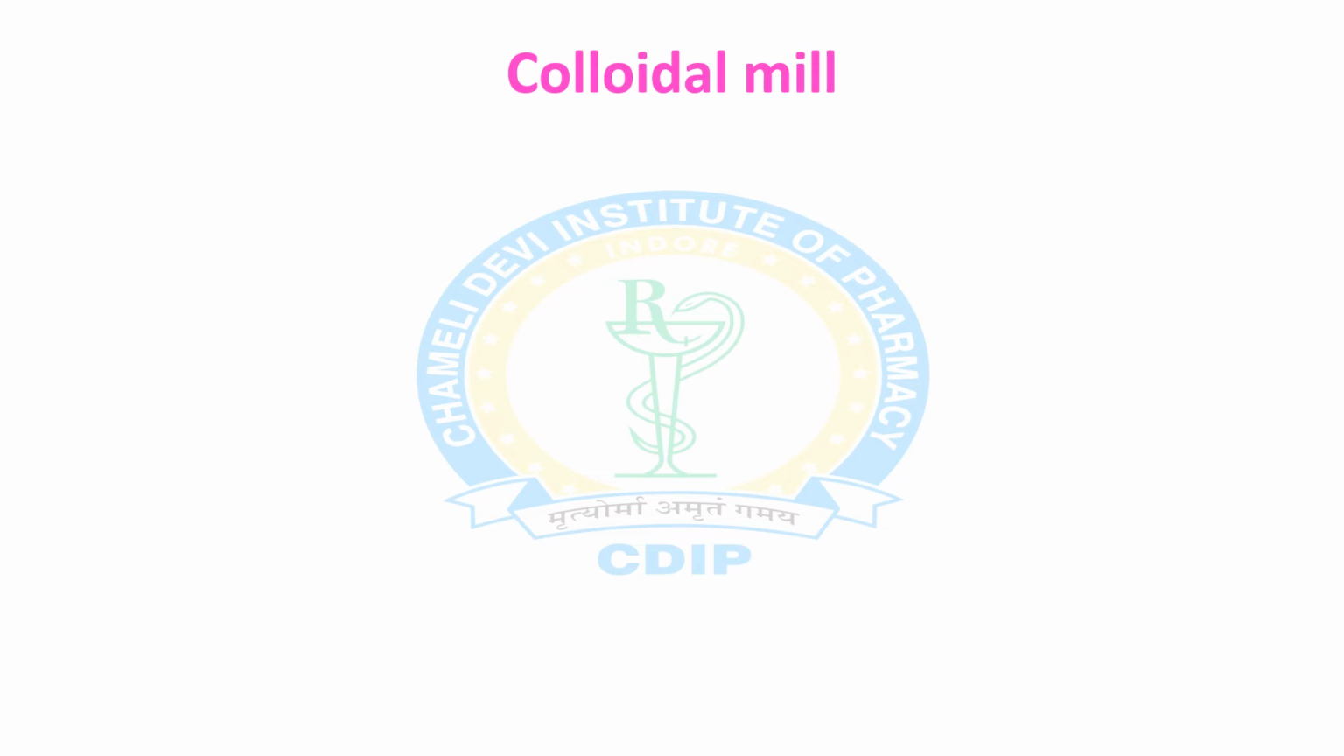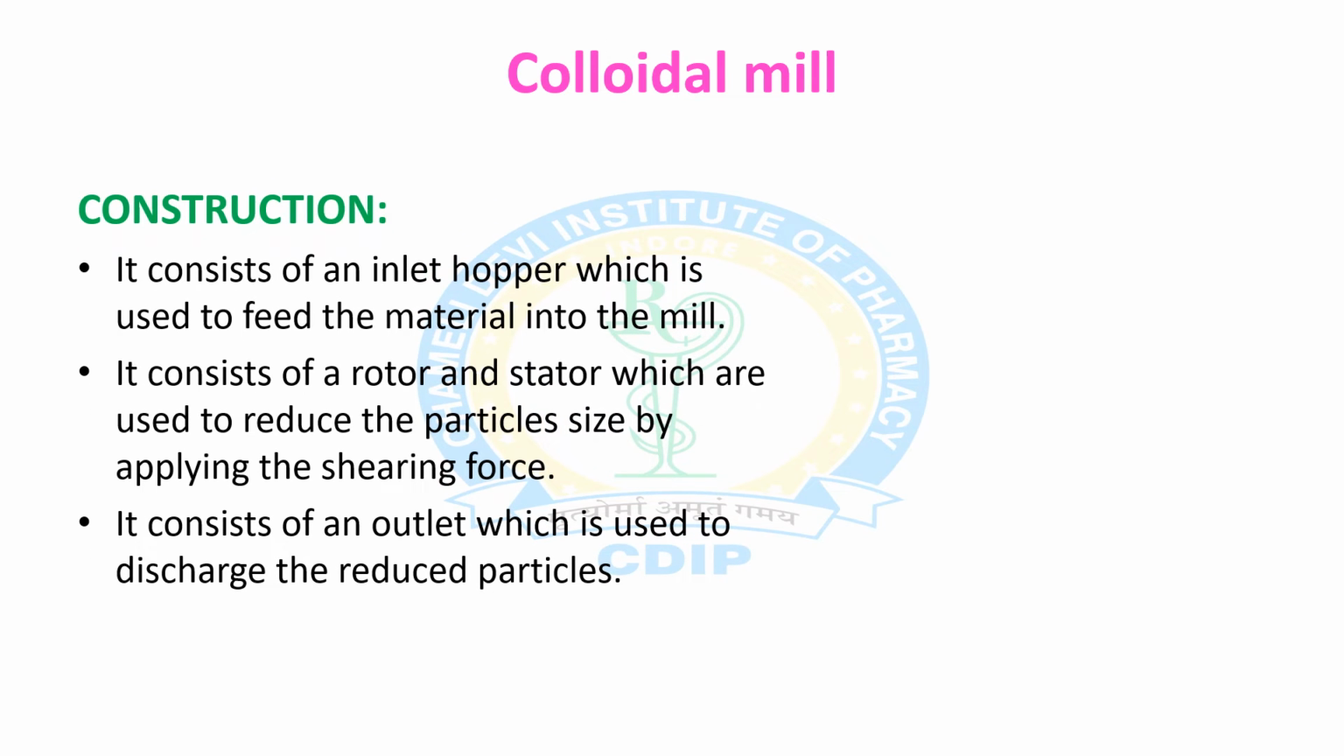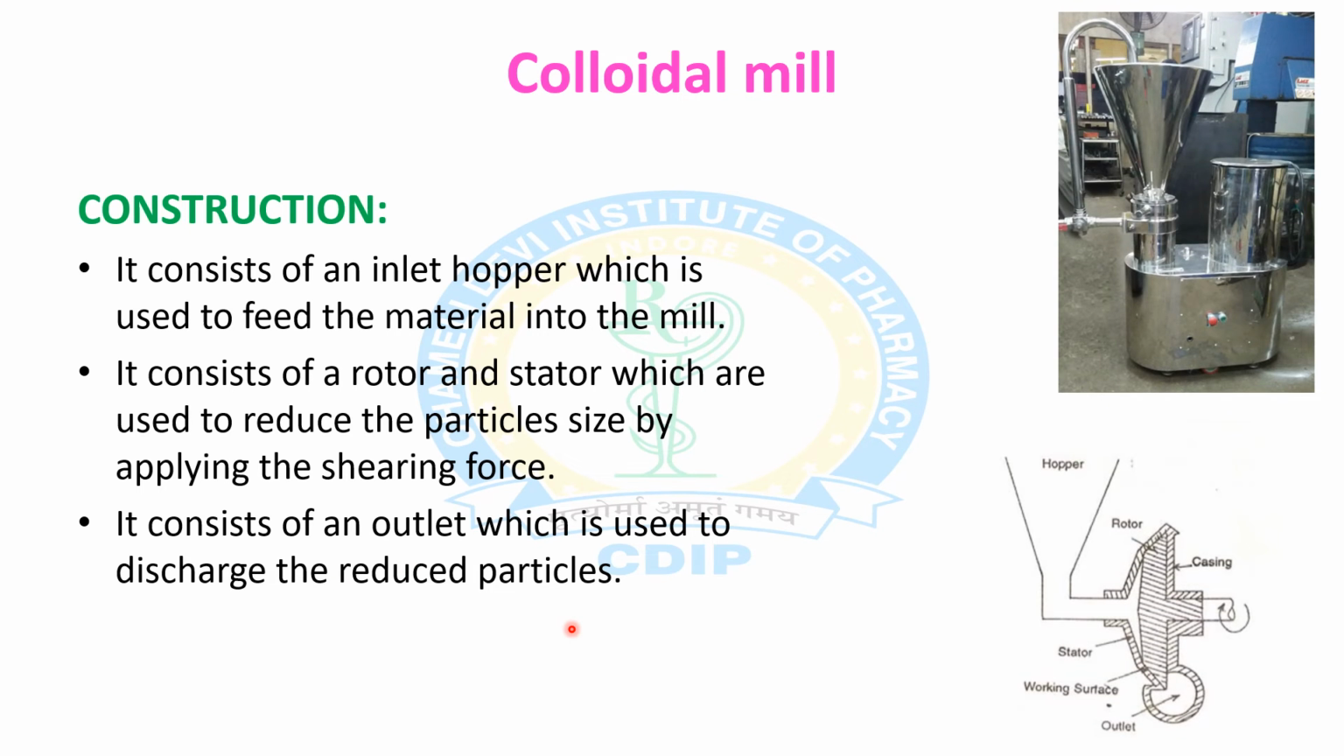Now the next is the colloid mill. Here the construction, it consists of an inlet hopper which is used to feed the material into the mill. Then after the hopper it consists of a rotor and stator which are used to reduce the particle size by applying the shearing force. And it consists of an outlet which is used to discharge the reduced particles. This is the construction of the colloid mill: hopper, then a rotor and stator, and the outlet.